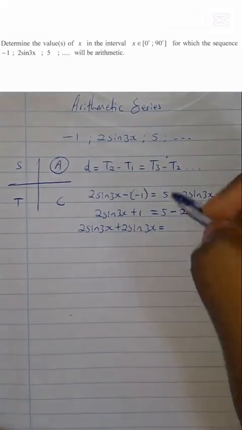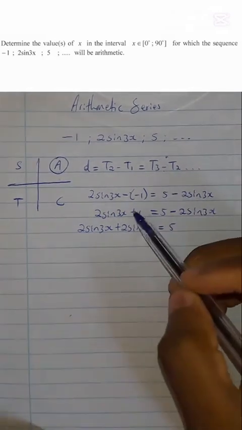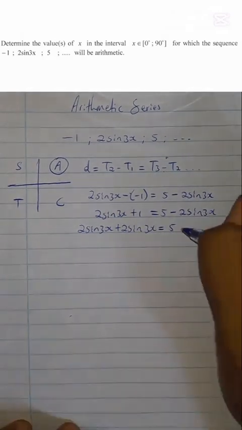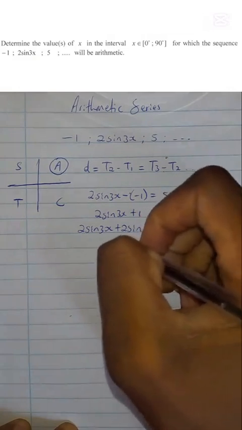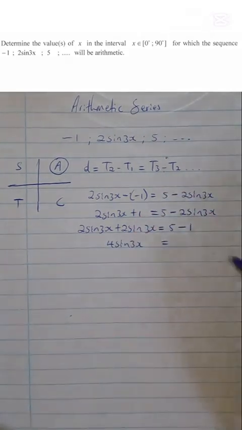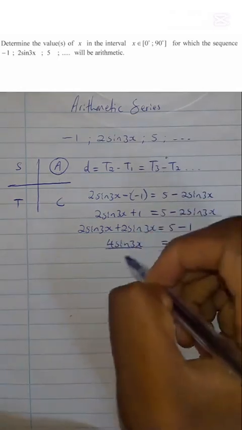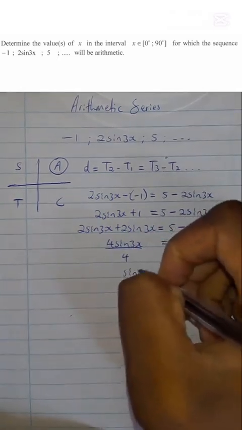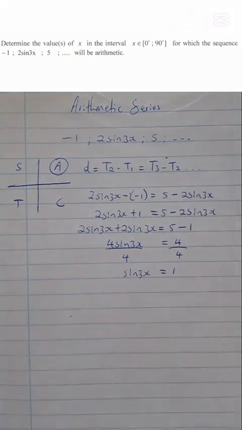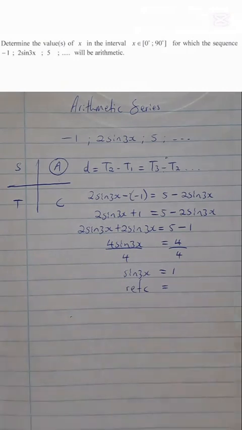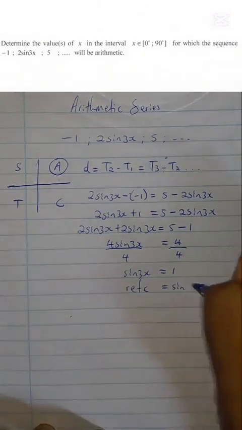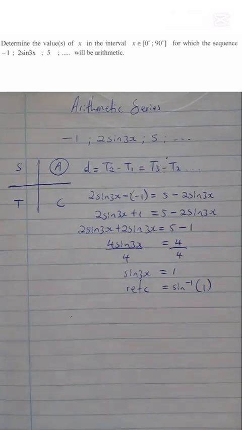That's going to be equal to 5 that we left on the right hand side, and then if we take positive 1 to the right hand side, it becomes negative, right? So 5 minus 1. So 2 sine 3x plus 2 sine 3x, that's 4 sine 3x. That's equal to 5 minus 1, which is 4, right? So dividing both sides by 4, we're going to end up with sine 3x is equal to 1. From here, we have to determine the reference angle. The reference angle is going to be equal to the inverse of the sine of 1, right? So sine inverse of 1. Like I always advise you to do, always utilize your calculator.